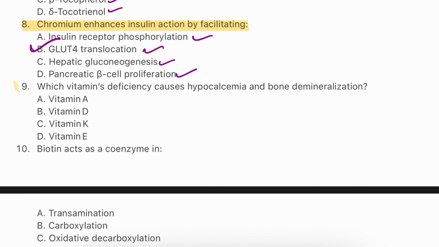Question number 9. Which vitamin's deficiency causes hypocalcemia and bone demineralization? Vitamin A, vitamin D, vitamin K, vitamin E. The answer will be B. Vitamin D. Vitamin D deficiency impairs calcium absorption, causing hypocalcemia and bone demineralization.